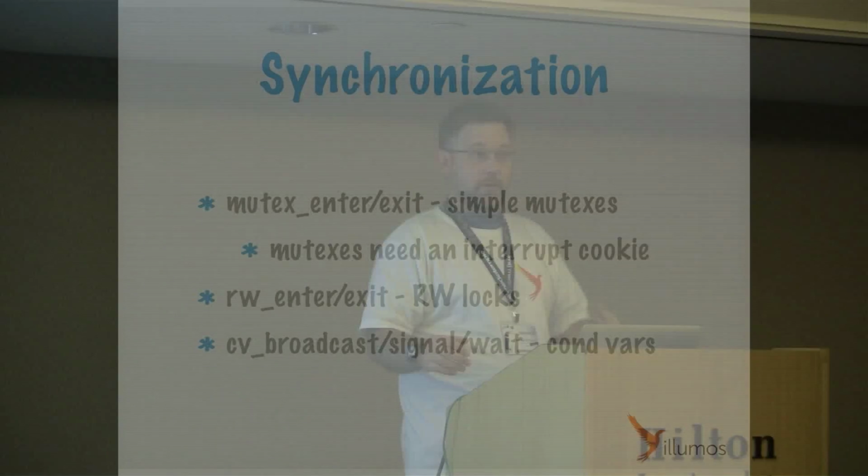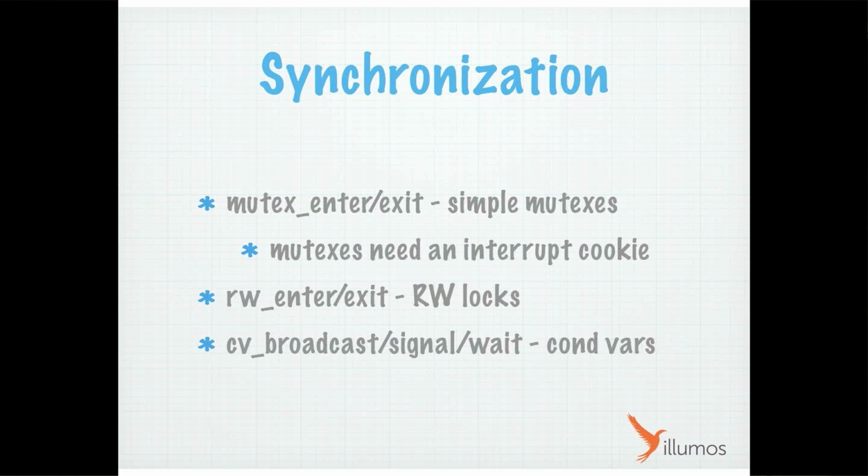For synchronization, remember I talked about everything being a thread. So we have mutex enter and exit, and we have read-write locks. There are condition variables. You'll notice I didn't put semaphores on here. We do have semaphores, and the block framework uses them. I don't like semaphores because they suffer from a problem relating to priority inversion: there's no owner.